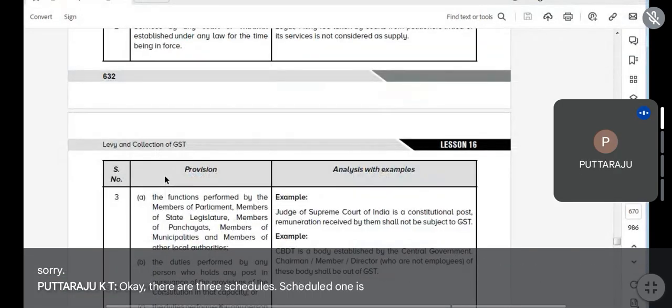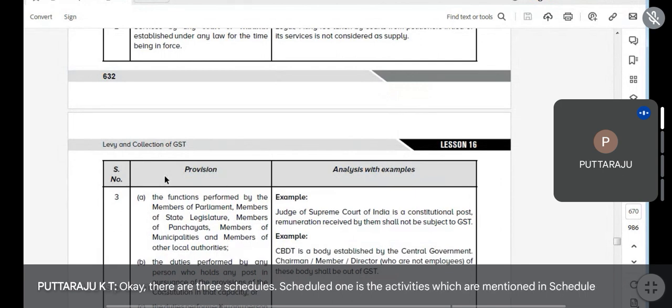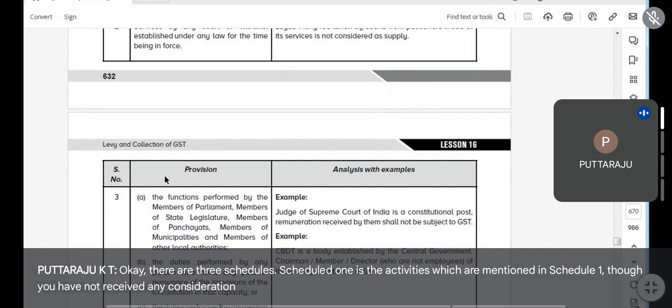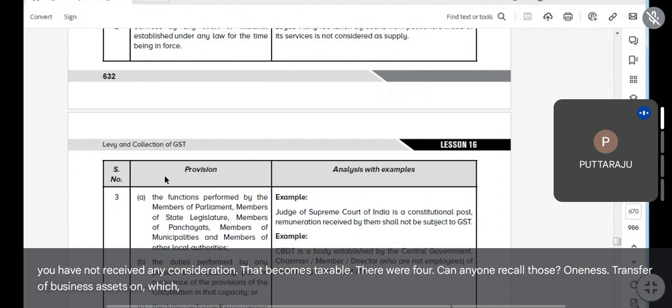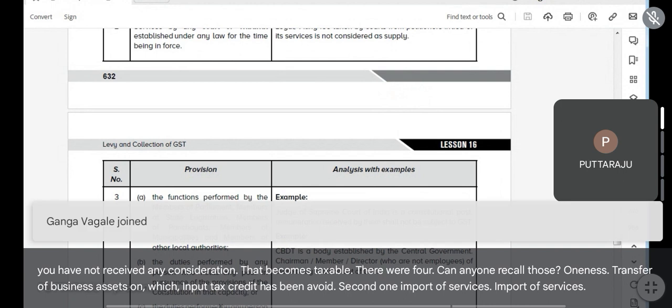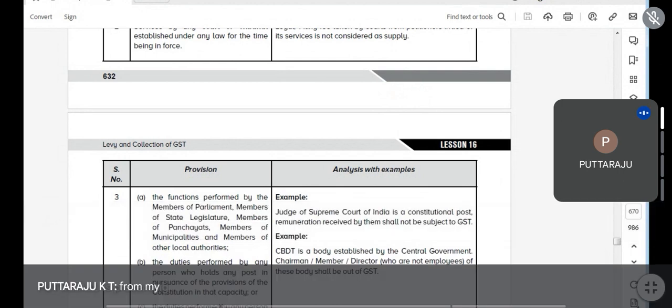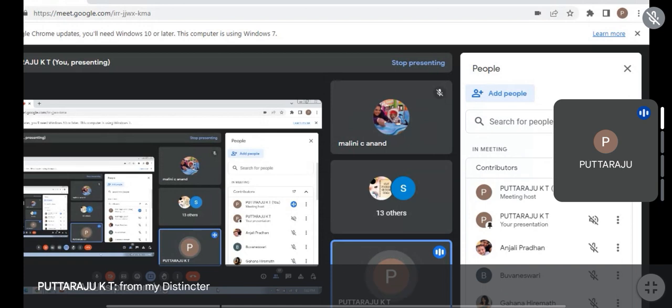There are 3 schedules. Schedule 1 is the activities mentioned in Schedule 1, though you have not received any consideration, that becomes taxable. There were 4. Can anyone recall those? One is transfer of business assets on which input tax credit has been availed. Second one, import of services from a distinct or related person in the course or furtherance of business.